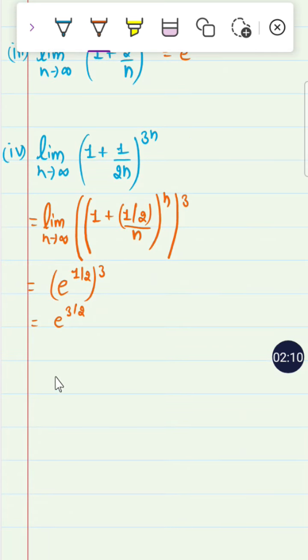And the simple way of finding this limit, the easiest way and direct method, is e^((1/2n) × 3n), that is n and n cancel, which gives you e^(3/2).